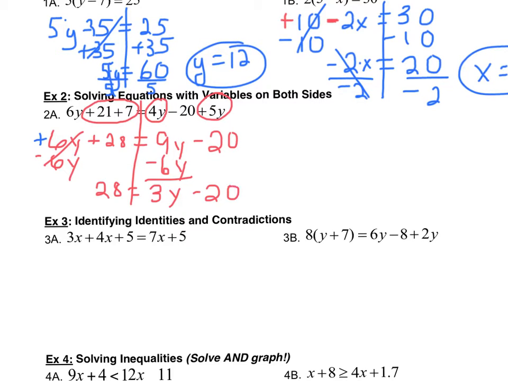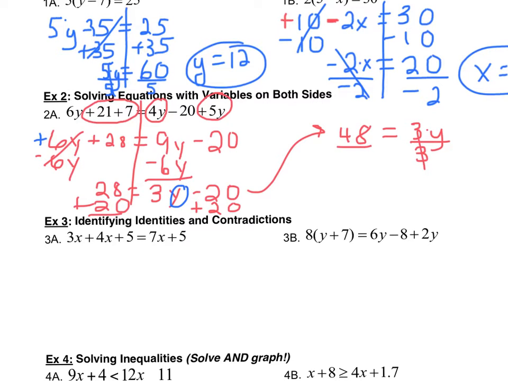Minus 20. Now we need to get rid of the minus 20 over here, because remember the goal is to get that y all by itself. To get rid of the minus 20, we'll add 20 on both sides, which means that side equals 48 equals 3y. And to undo the multiplication between the 3 and the y, we'll divide both sides by 3, and we get y equals 16.